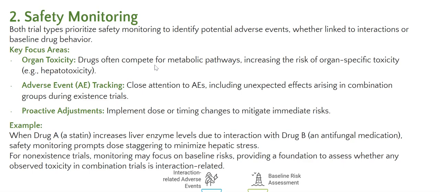Drugs often compete for metabolic pathways, increasing the risk of organ-specific toxicity, for example hepatotoxicity. Adverse event (AE) tracking: close attention to AEs, including unexpected effects arising in combination groups during existence trials. Proactive adjustments: implement dose or timing changes to mitigate immediate risks. For example, when drug A, a statin, increases liver enzyme levels due to interaction with drug B, an antifungal medication, safety monitoring prompts dose staggering to minimize hepatic stress.